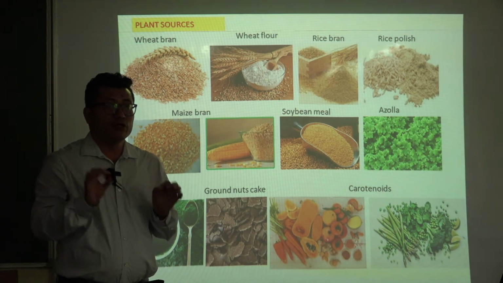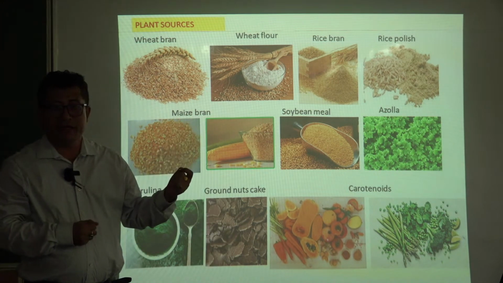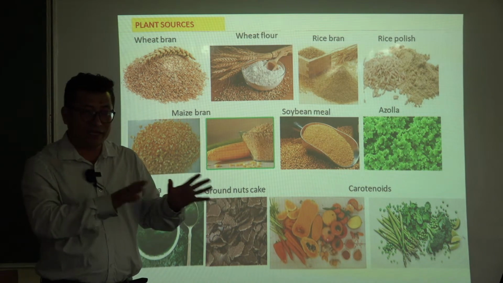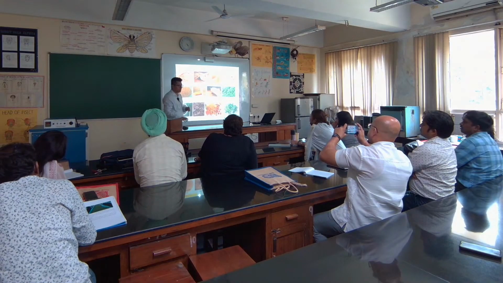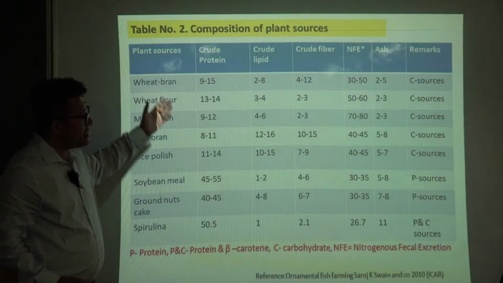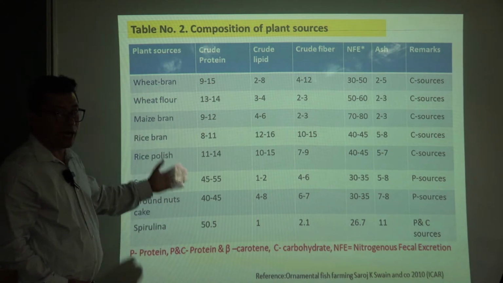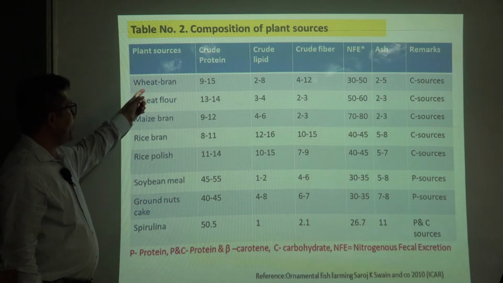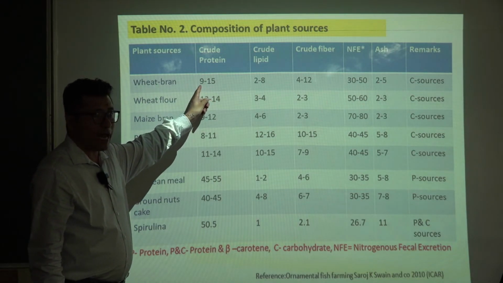Even then, you don't need to analyze the protein. For most of these things, the protein, carbohydrate or lipid estimations are already available on websites. You just have to sort out and collect the source. So these are the certain amounts and compositions of the carbohydrates. For example, when you take wheat bran, it already contains protein, around 9 to 5.